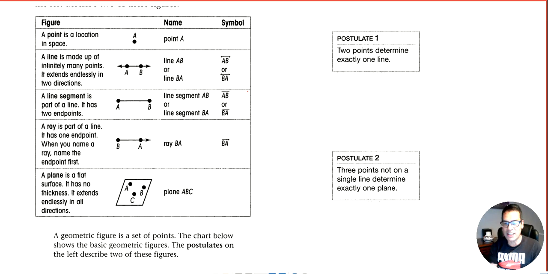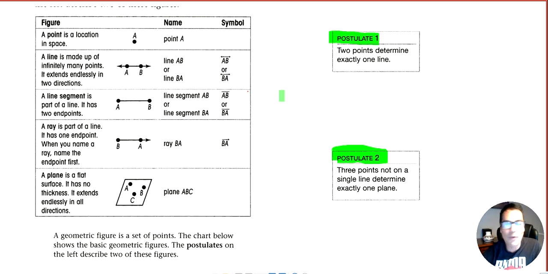As I just said, a geometric figure is going to be a set of points. That chart shows the basic geometric figures we're going to be using throughout our course, and then we have these things called postulates, which we'll talk about as we get to the two different types of figures that we're going to look at.